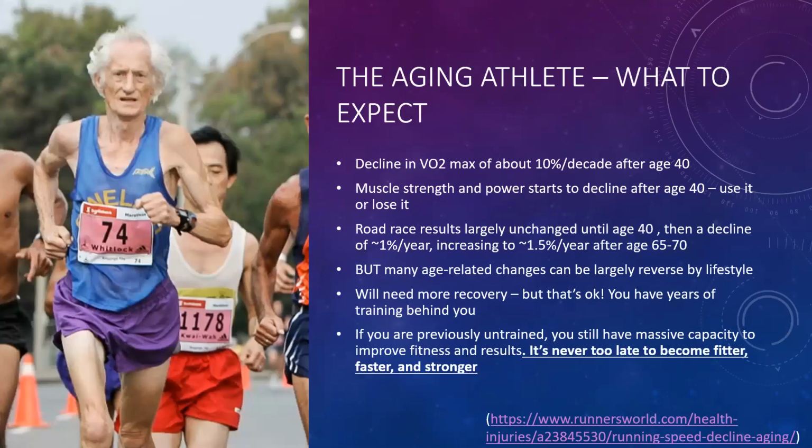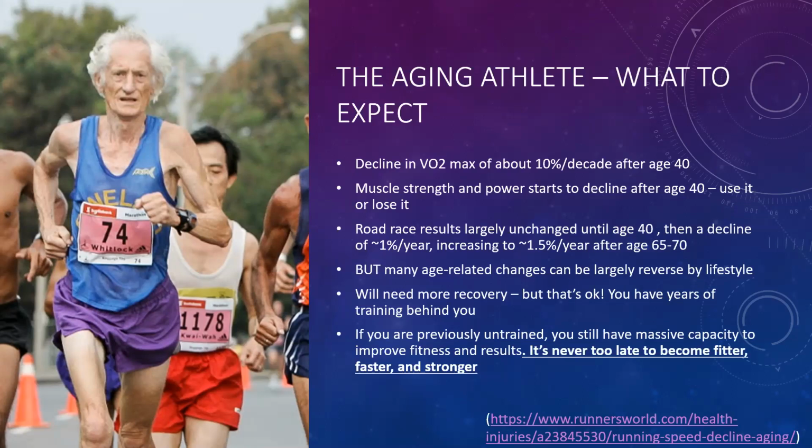All right. So now you've actually been training for years and you're now an aging athlete. What to expect? After about the age of 40, you can expect a decline in your VO2 max of about 10% per decade, and your muscle strength and power starts to decline after age 40 as well. With that, road race results have been shown to be pretty much unchanged until the age of 40, and then seem to reduce by about 1% a year. That increases to about 1.5% a year after ages 65 to 70. So not a gargantuan amount, but not nothing.